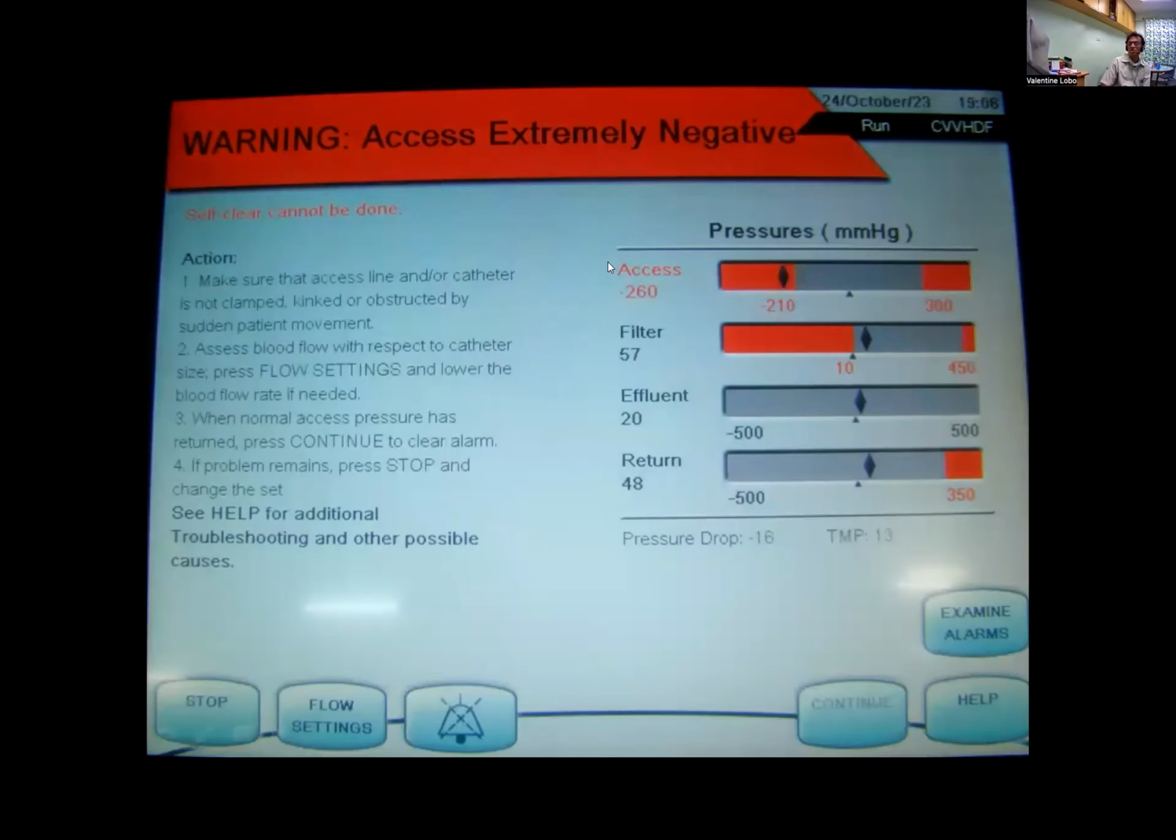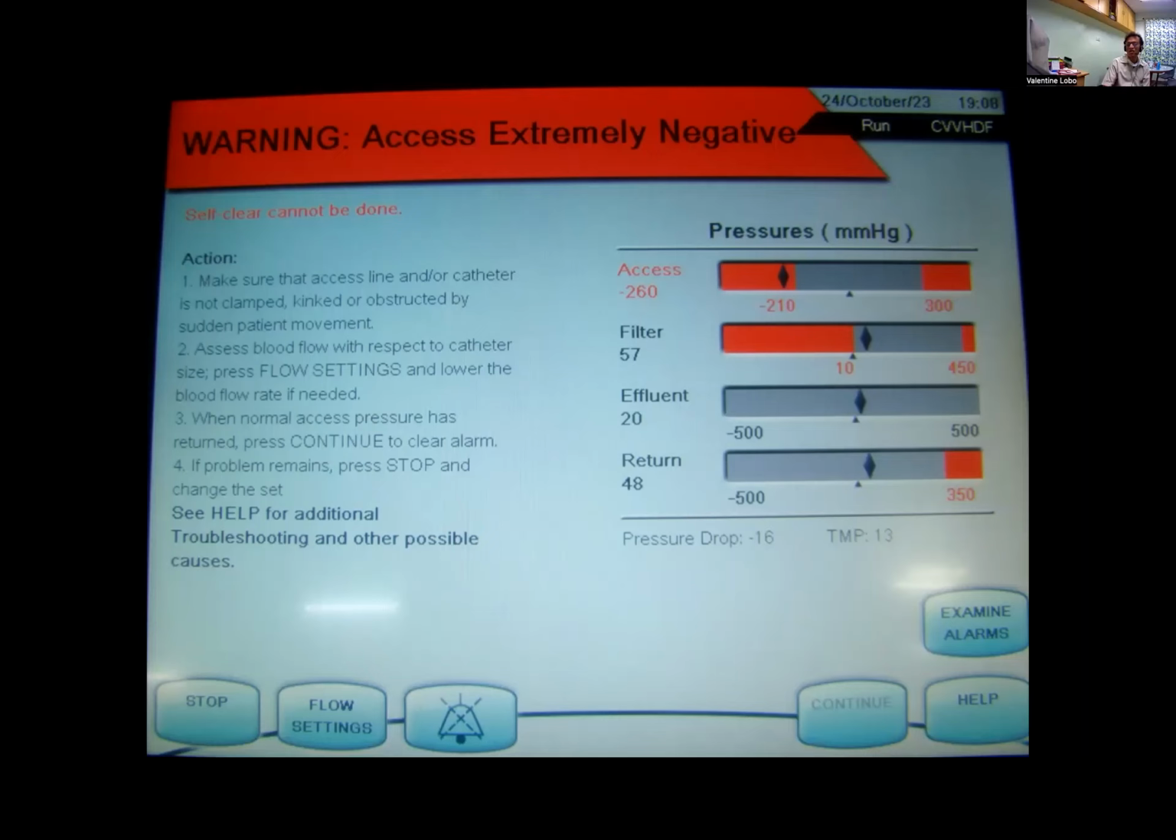In this situation, something has gone further wrong and the machine is unable to self-clear the alarm. So this is not a question of a patient movement or a line accidentally touching the wall of the vessel. This is something that we have to decide, and we have to take action on. It could be that we have inadvertently set a blood flow rate that is too high and our catheter is not able to deliver the rate that we have set.